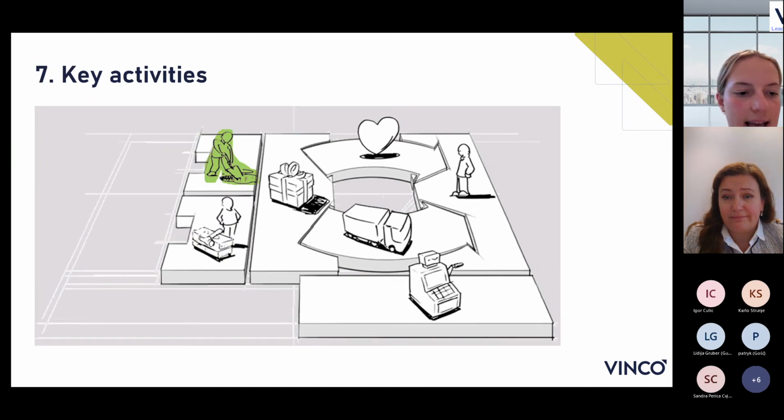Okay. Key activities. The most important thing a company must do to make its business model work. The most important actions. Like key resources, they are required to create and offer the value proposition.